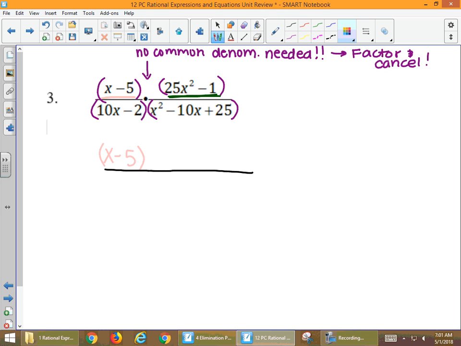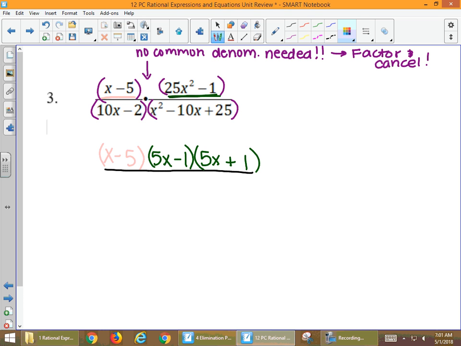25x squared minus 1 is another difference of squares. 25x squared and 1 are both perfect squares, and there's a minus in between. So I'm going to set up my difference of squares here. The square root of 25x squared is 5x. The square root of 1 is 1, and I need 1 negative and 1 positive, and that order doesn't matter. So my numerator now is fully factored.